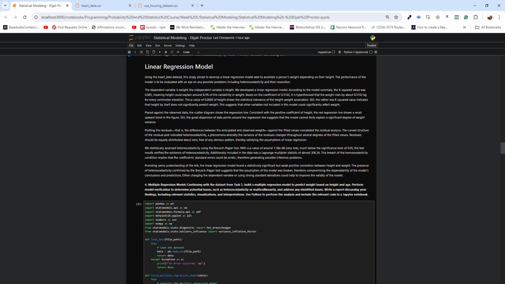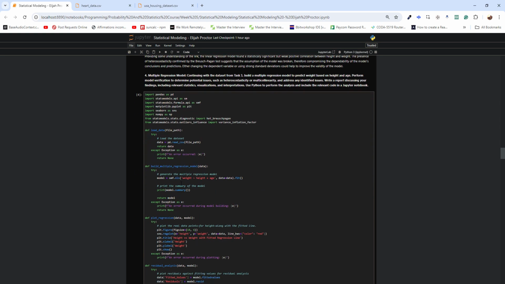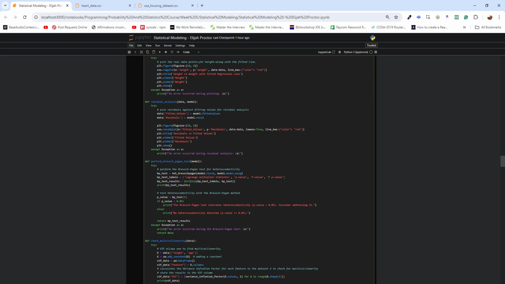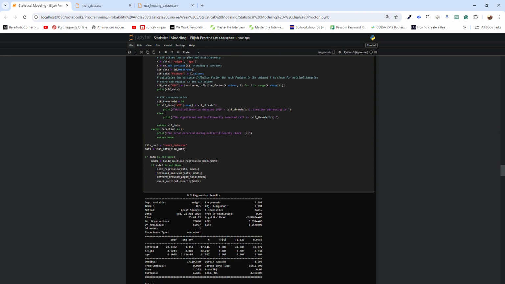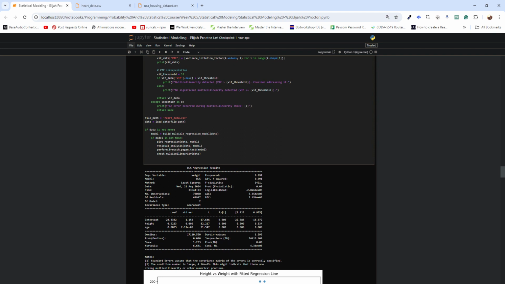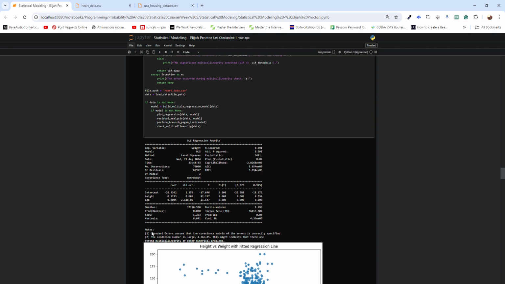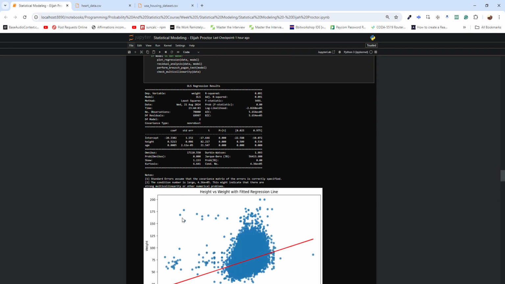So now time to talk about our multiple regression model, by going over what is outputted by the Python code. We have our OLS regression results with an R-squared of 0.091. From our notes, the condition number is large, and this might indicate that there are strong multicollinearity or numerical problems.